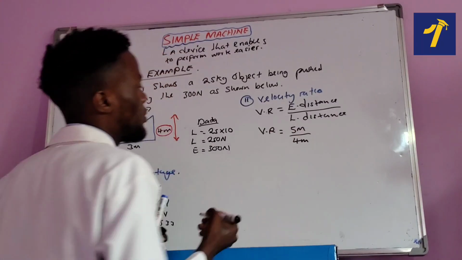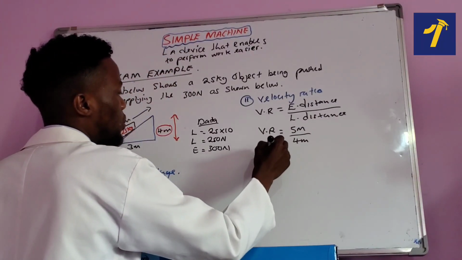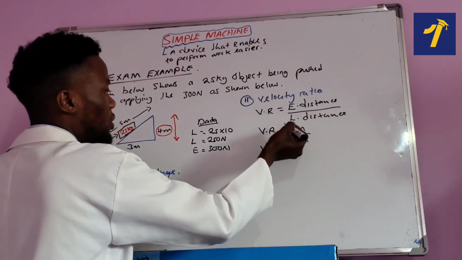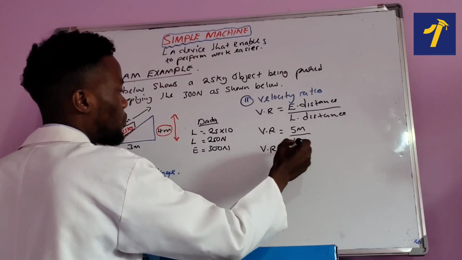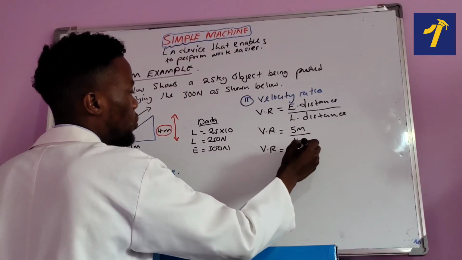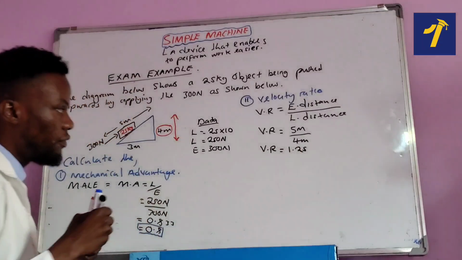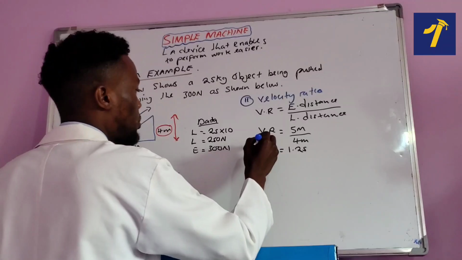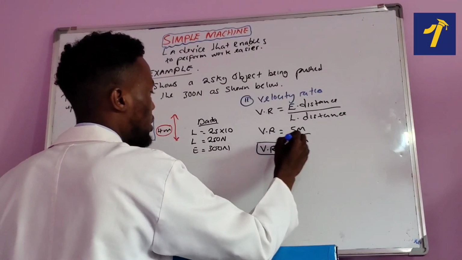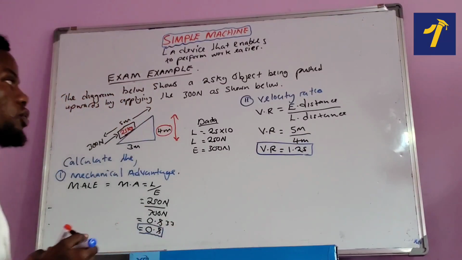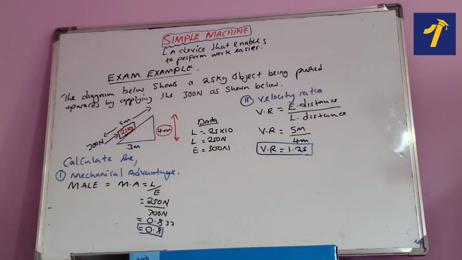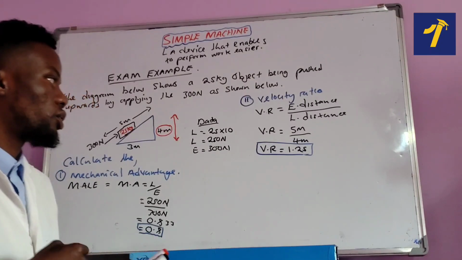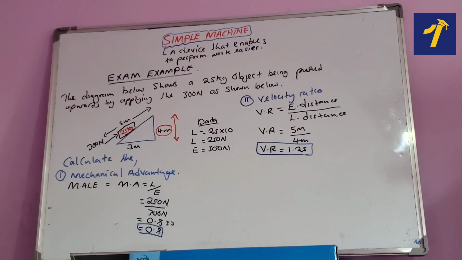4 meters. Then the velocity ratio would be equal to, if you divide the 2, you're going to get 1.25. Then remember that the velocity ratio also doesn't contain units. Don't put units here, because velocity ratio is the what? It is the ratio. So that's why the answer would be like that. Velocity ratio is equal to 1.25. Mechanical advantage is equal to 0.8.